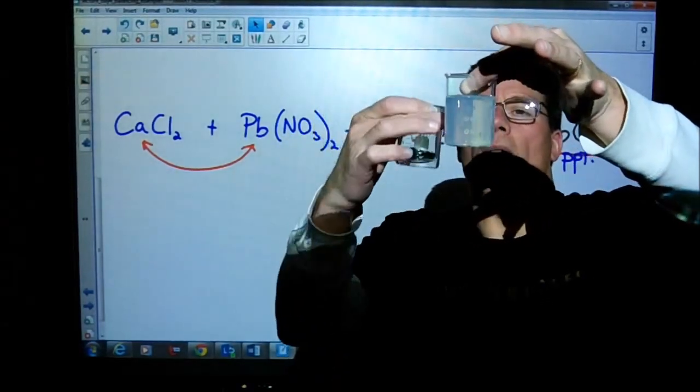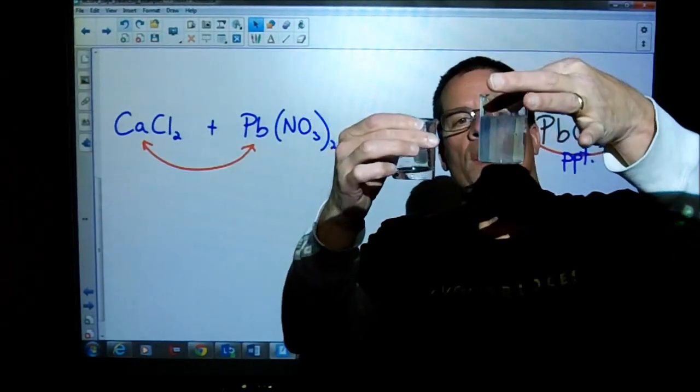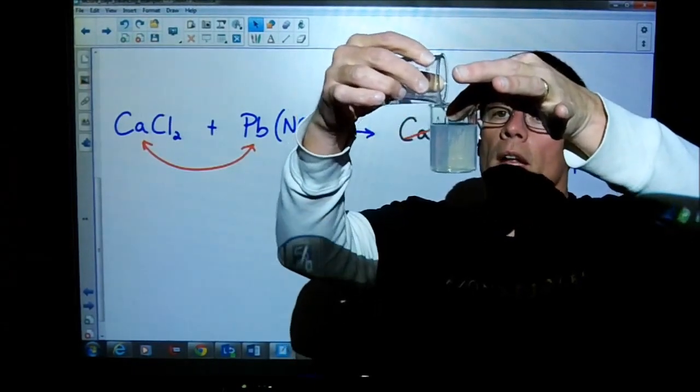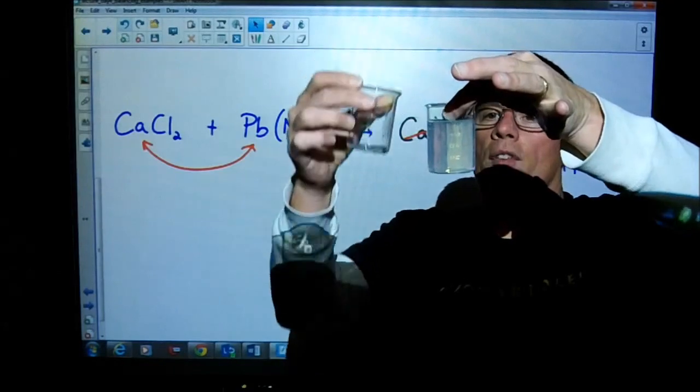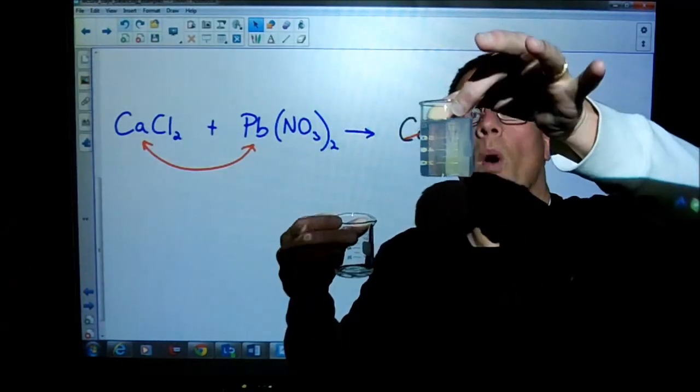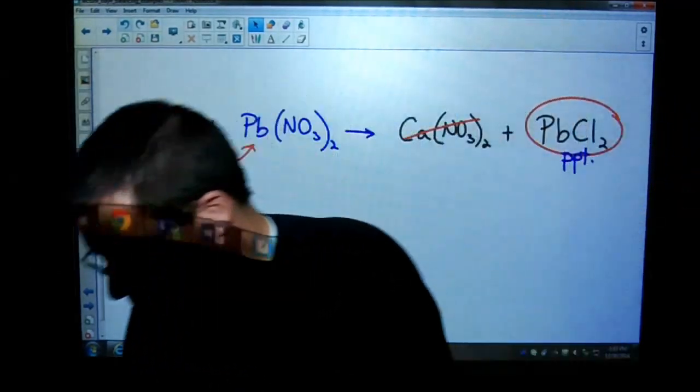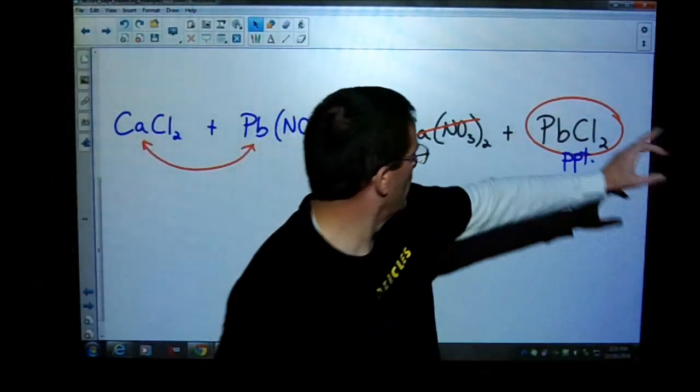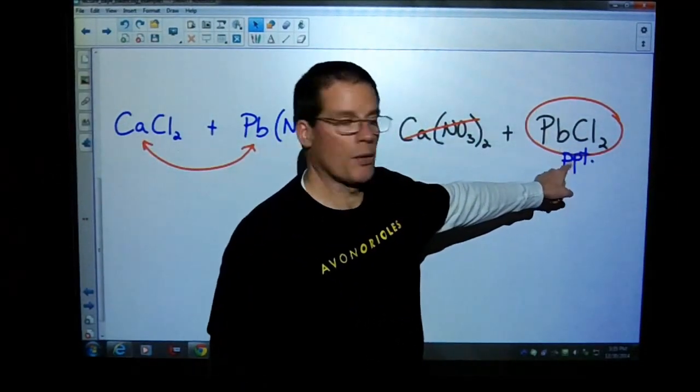So in other words, what we have are these fine particulates that are being formed in the solution. And as I add more and more of that, I actually form more of the white stuff that's in there. Now, what is that white stuff that's in there? Lead chloride. Isn't that cool?